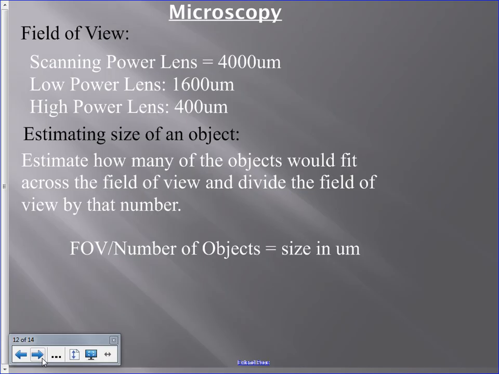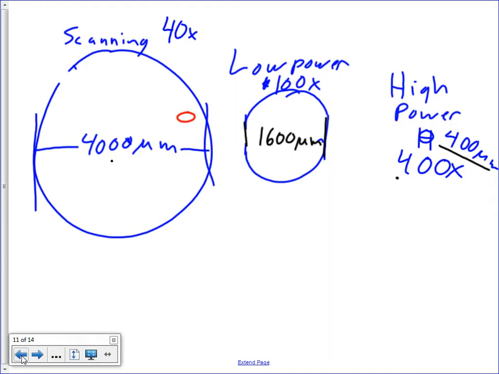All right. Now, if I want to estimate how big an object is when I'm looking at it under the microscope, these numbers become important. So I'm looking at this thing under the microscope right here that I drew. Let's say I'm looking at it on this power. Let's say 10 of those could fit across. How big is each one then? Each one is 400 micrometers. I estimated how many would fit across, and I divided how big the area was. It's 4,000 across. I think 10 fit across. Each one must be 400 micrometers in size.